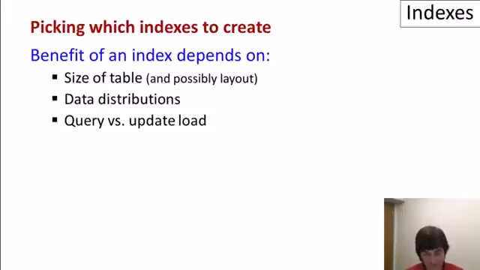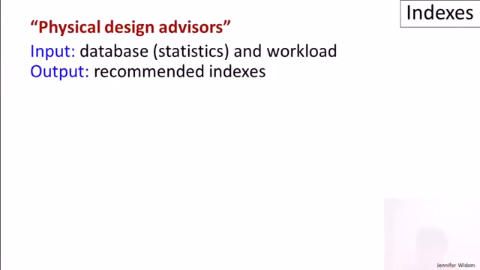The benefit of an index depends first of all on how big the table is, since the index helps us find specific portions of the table quickly. It depends on the data distributions, again because the index helps us find specific data values quickly. And finally, how often we're going to query the database versus how often we're going to update it. As I mentioned, every time the database is updated, indexes need to be maintained, and that's costly. Every time we query, the indexes may help us answer our queries more quickly.